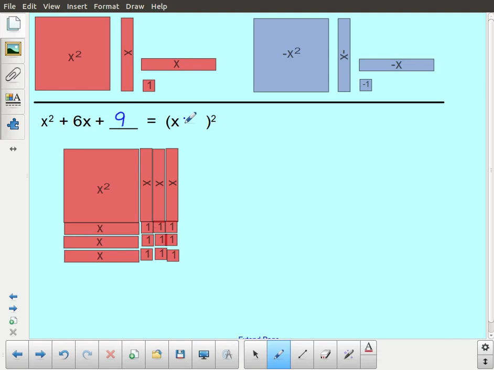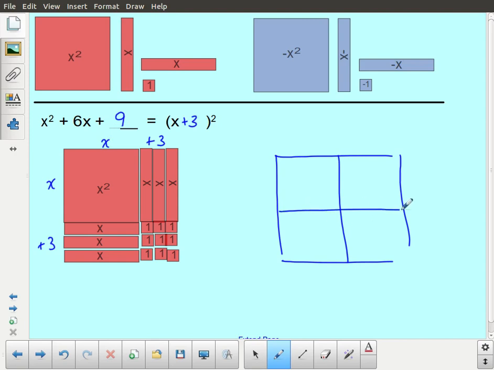And this is x plus 3 because this is x plus 3 on this edge and this is x plus 3 on this edge. You can do the same sort of thing here algebraically using the area model. So if I start with x squared, now I know that between this square and this square, I need to make 9. Or sorry, I need to make 6x.